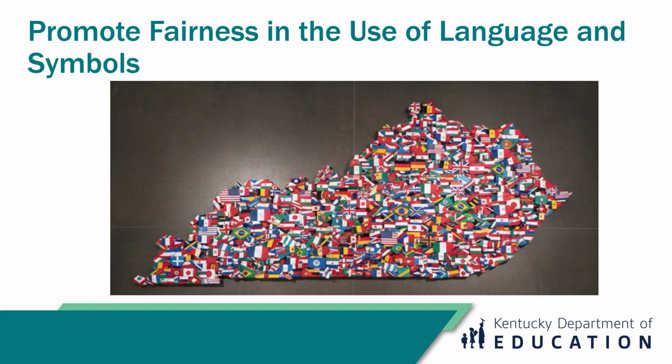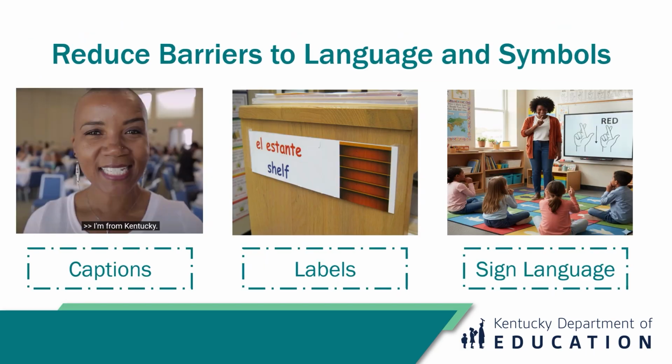Language is interwoven with a person's culture, values, and sense of identity. Offering content through multiple languages increases accessibility and provides linguistically diverse learners with a sense of value and belonging. Teachers can support this by using captions. Additionally, labeling classroom items in multiple languages can help English learners improve their comprehension. When possible, incorporate American Sign Language into all aspects of the learning environment.